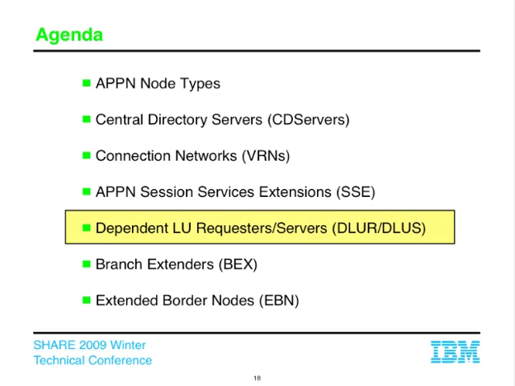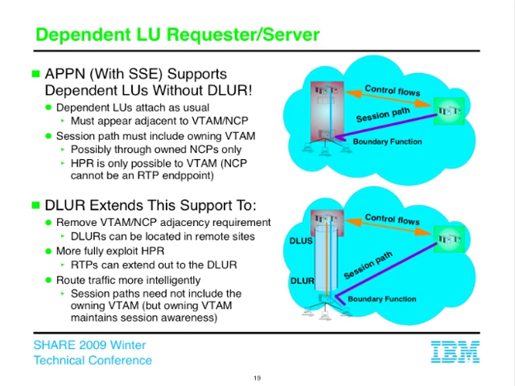Okay, so now that we know what the session services extensions are, we'll go into the dependent LU requester, dependent LU server function. I can still remember when VTAM v4r1 shipped, it did not have DLUR, DLUS included in it at all. And the press release says, VTAM ships first APPN release, doesn't support dependent LUs, which couldn't have been further from the truth. It supports dependent LUs exactly the same way that it supported them in a subarea network. You had to have them directly attached to a VTAM boundary function or attached to an NCP boundary function that was owned by a VTAM, basically.